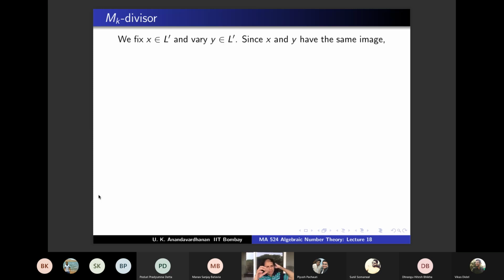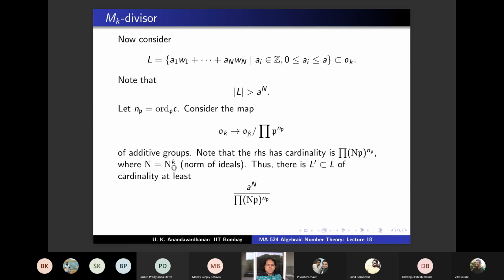L prime is one set, and we know two properties of that set. One, any two elements of L prime will have the same image under that map, and the cardinality of L prime is at least that quantity. So because they have the same image, what can you say? The image of x is x plus product p power np, the image of y is y plus product p power np. They have the same image.